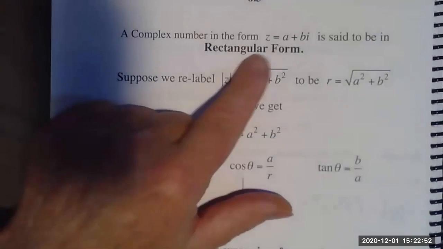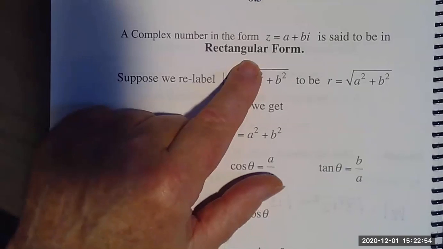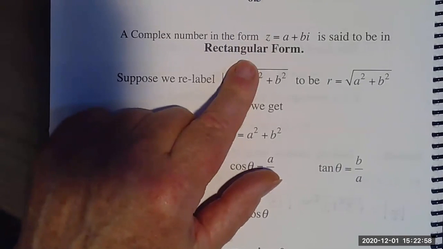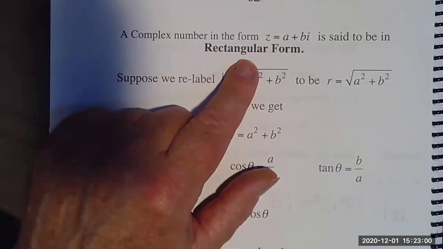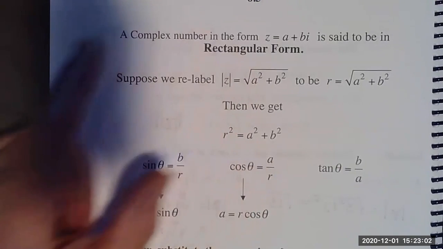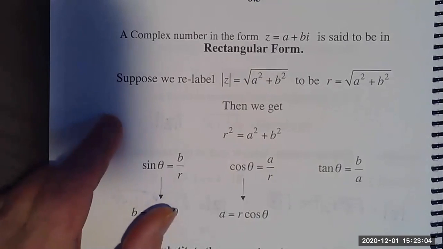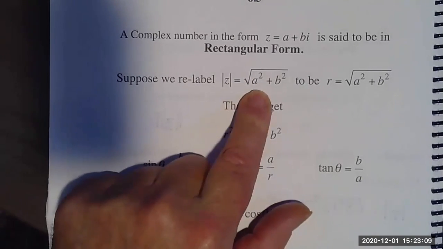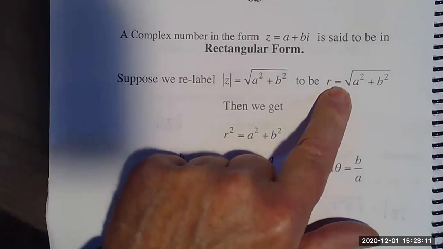Okay, here's your complex number. That's called rectangular form. A plus bi, that's what we've been working with back in chapter 2, rectangular form. Little did you know, we called it rectangular form. If you knew this and this, gosh, that looks familiar.